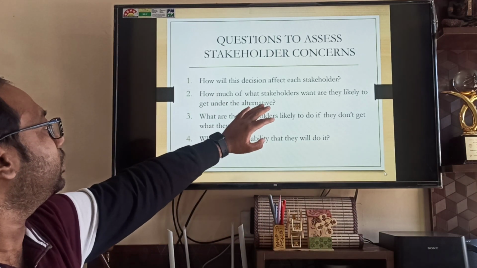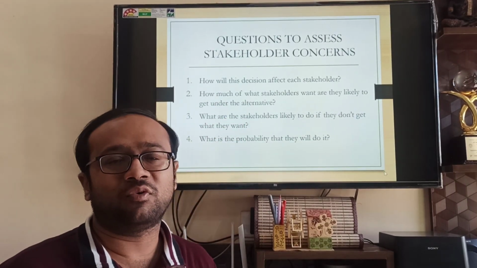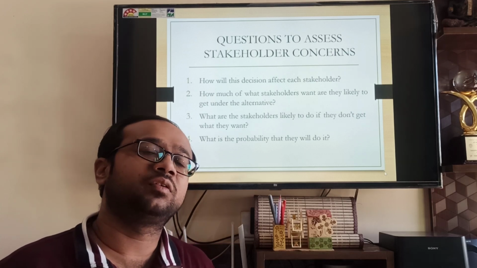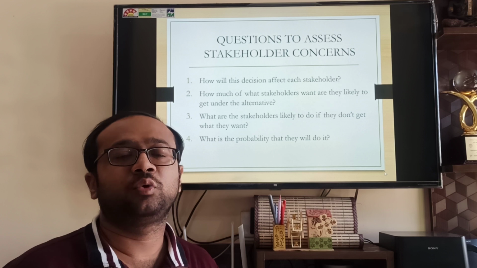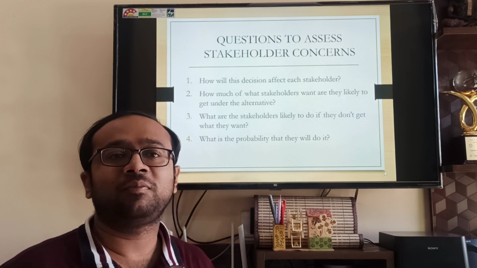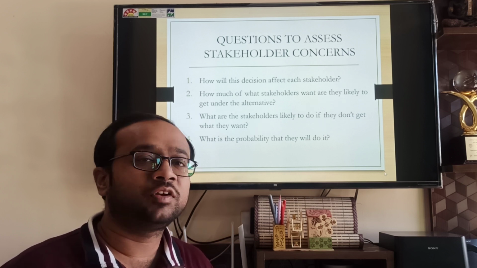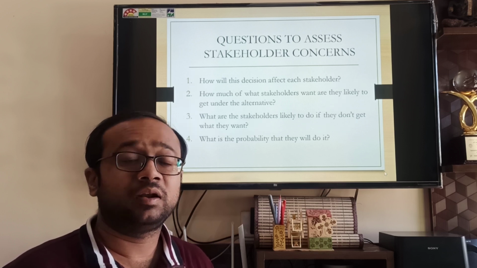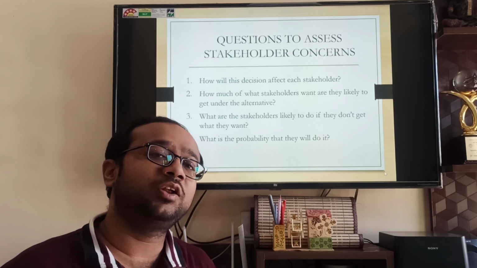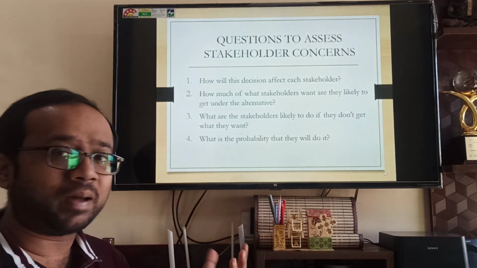How much of what stakeholders want are they likely to get under the alternative? Every stakeholder will want something, correct? For example, in those two options, one strategy is doing a proper manual setup and the other is doing a totally computerized setup. In the first case, when you are doing a manual setup, local communities will be very happy because they are getting jobs. The federal government will be very happy that you are giving jobs to local people, correct? In the second option, that might not be the case, but your creditors and customers will want you to give them the product at speed, not take much time. So you need to balance all that.